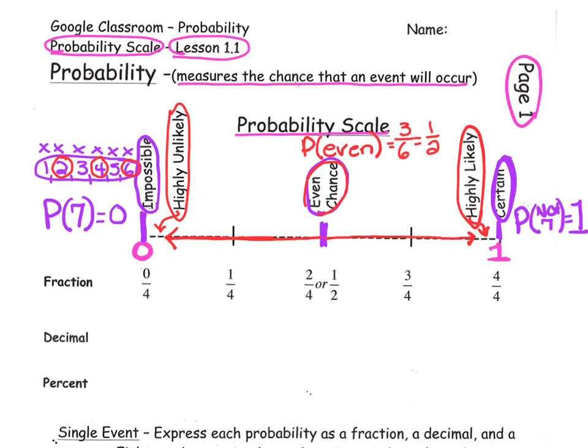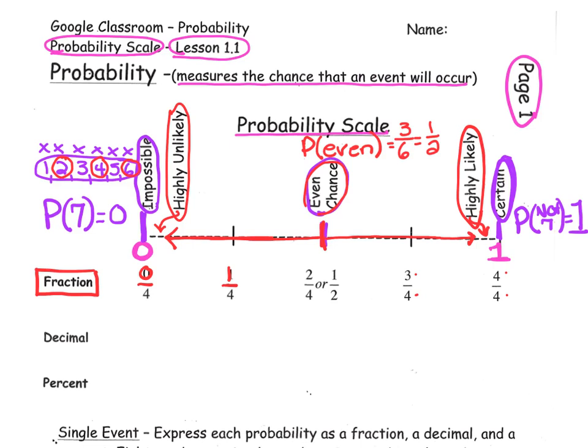So, let's take a look at the probabilities we've been given. Many times we think of a probability in fraction form. We have 0/4, 1/4, 2/4 or half right in the middle, 3/4, and finally we know 4 out of 4 parts is equal to 1.